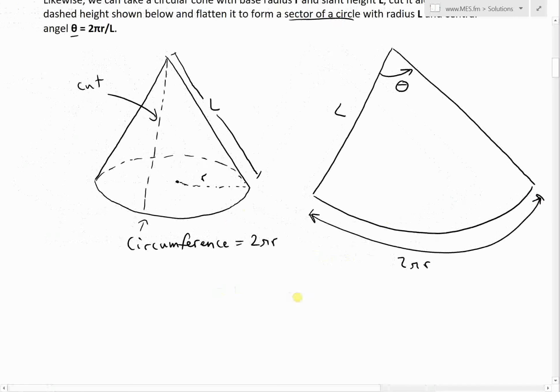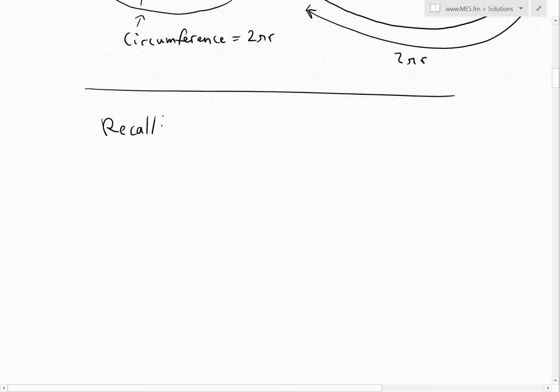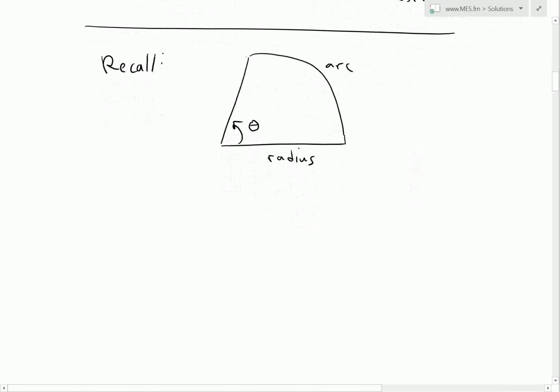So 2 pi r like that. And now if we recall the definition of radian from my earlier video on radians and angles, link below: this angle is theta, this is the arc, this is the radius, and this is just part of a circle. Then theta is equal to arc divided by radius. So this is by definition of a radian.